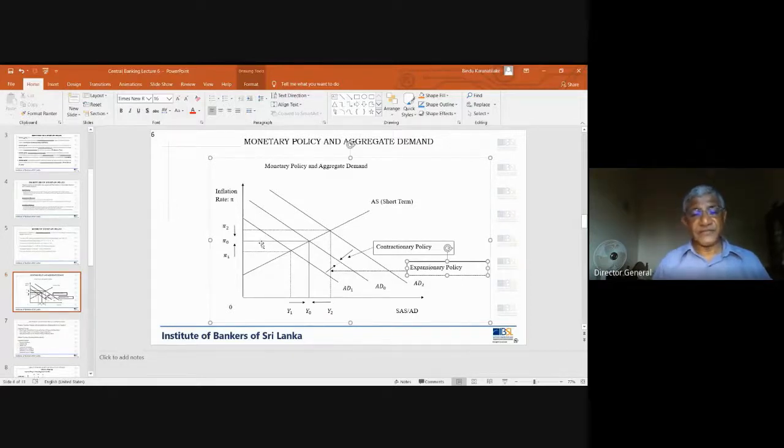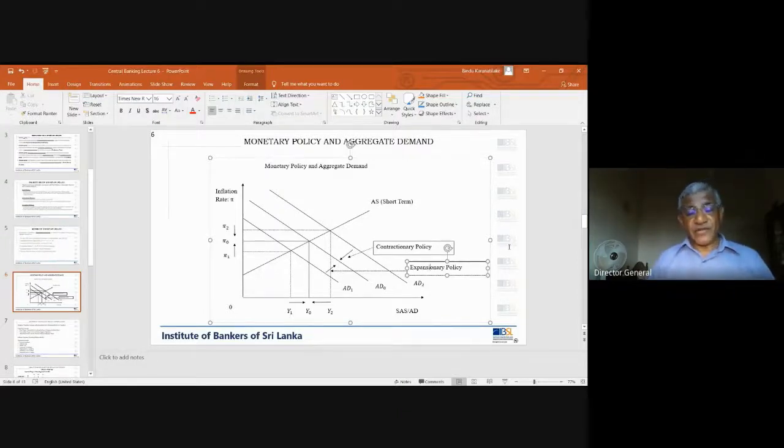As a result, if the inflation rate was away from the comfortable rate, the central bank is trying to push it towards that comfortable rate, either by contractionary monetary policy or expansionary monetary policy. Here again, we can articulate a question.